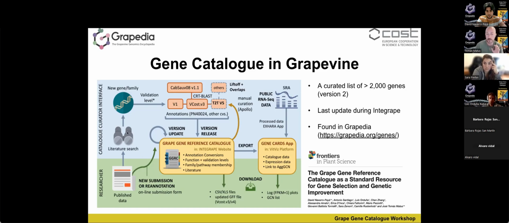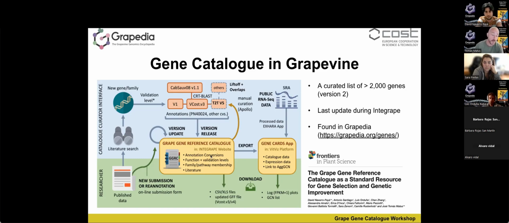All of this information, the function, the literature related data, and also the correspondences between all the different genome assemblies is being incorporated in the catalog. So the catalog was originally available in the Integrape website, but now it's available in the Grapedia website. So you can go to our website and explore the catalog. The catalog itself has conversions, function and validation levels, and also the membership of the genes to different families and pathways, and of course the links to all the literature.